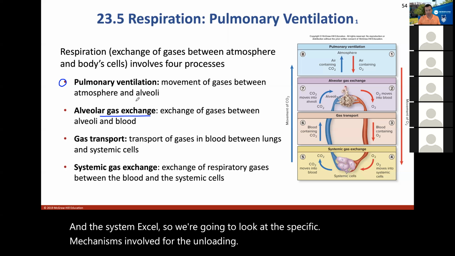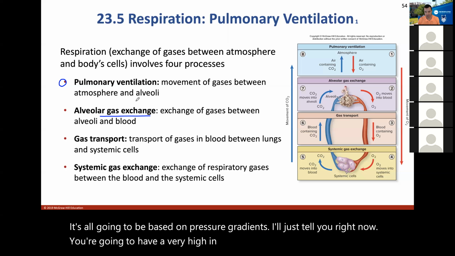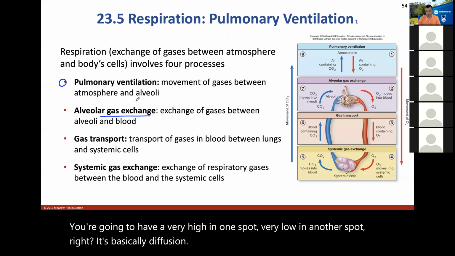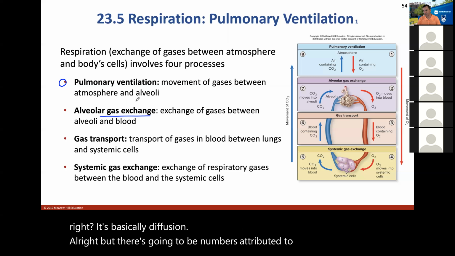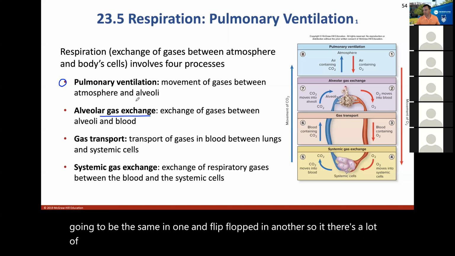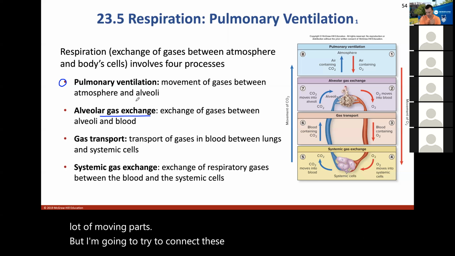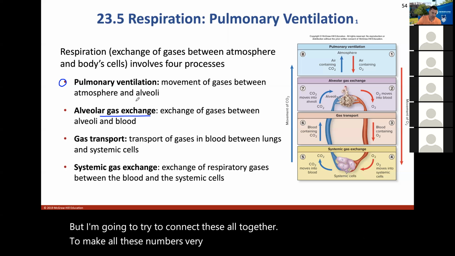It's all going to be based on pressure gradients. I'll just tell you right now. You're going to have a very high in one spot, very low in another spot, all right? It's basically diffusion, all right? But there's going to be numbers attributed to these things, and it's going to be the same in one and flip-flopped in another. So there's a lot of moving parts, but I'm going to try to connect these all together, all right? To make all these numbers very easily remembered and understood.